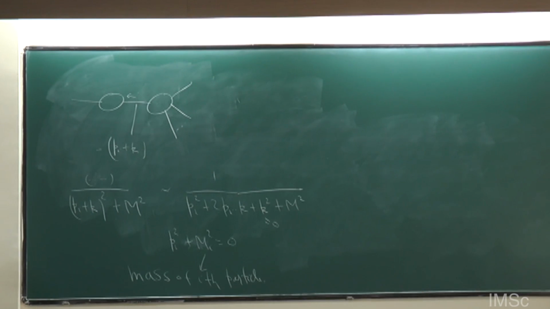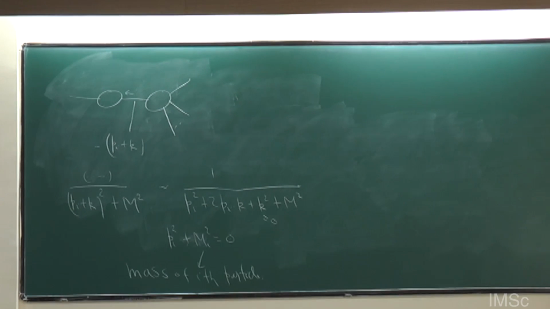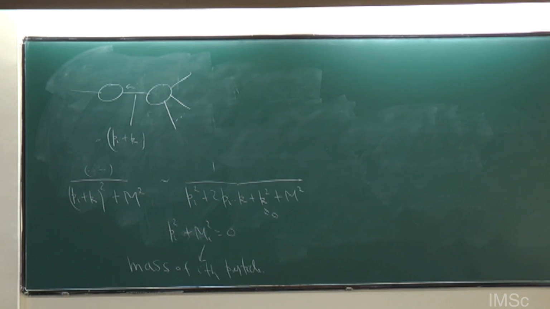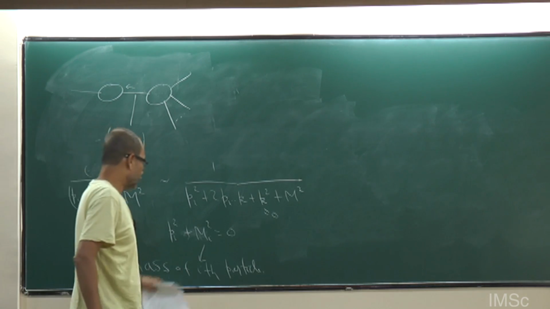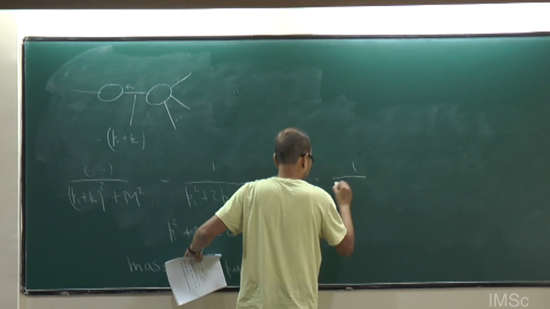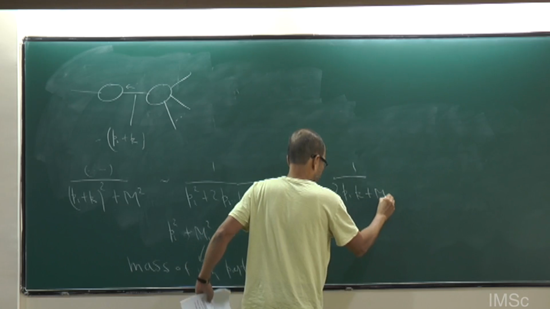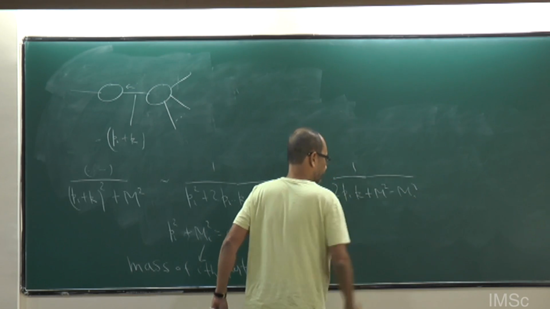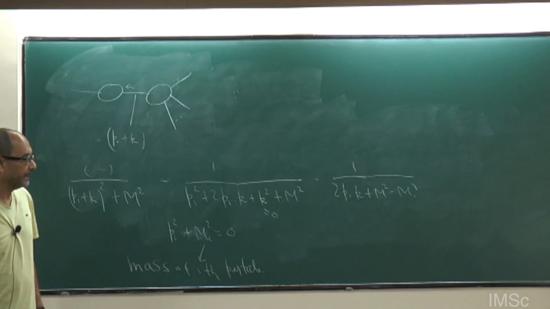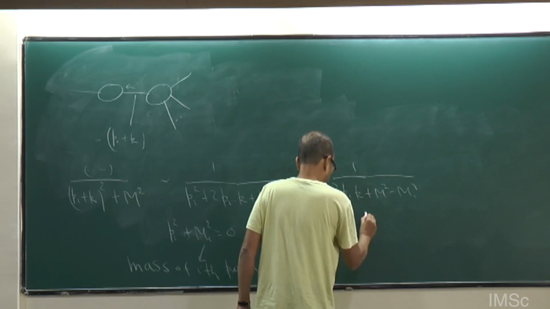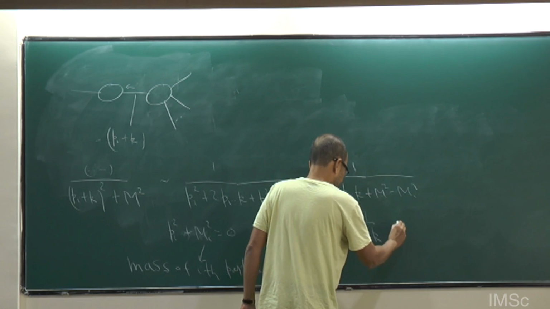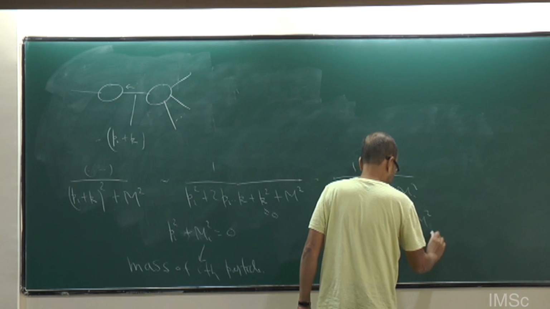Well, I am using the mostly plus signature, so p squared is minus p0 squared plus p vector squared. Yes, I am putting plus, exactly. Okay, so using this, the propagator can be written as 1 over 2 pi dot k plus m square minus mi square. And this means that it goes as 1 over 2 pi dot k if m square is mi square.